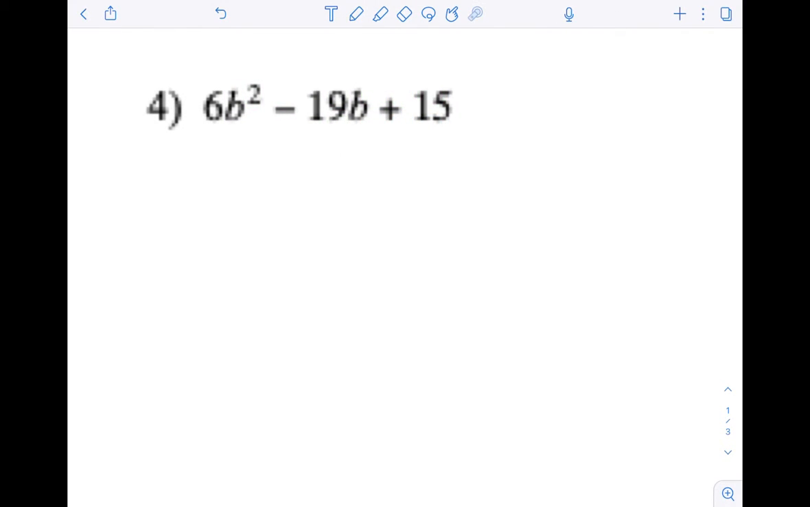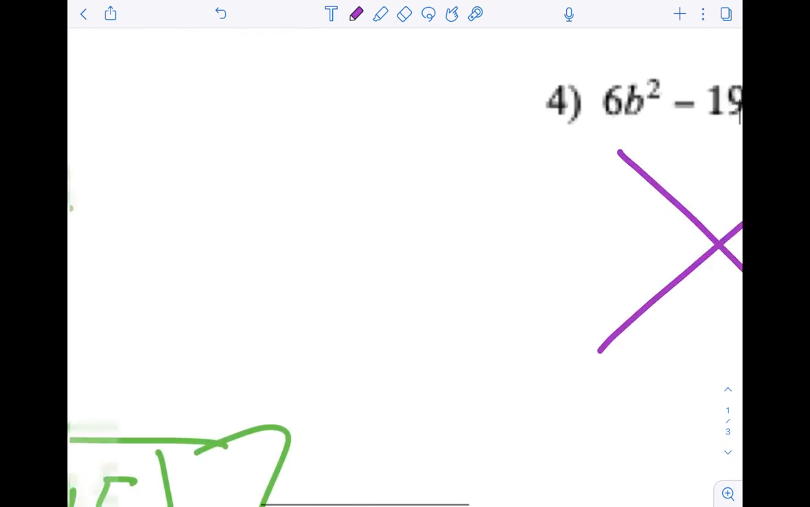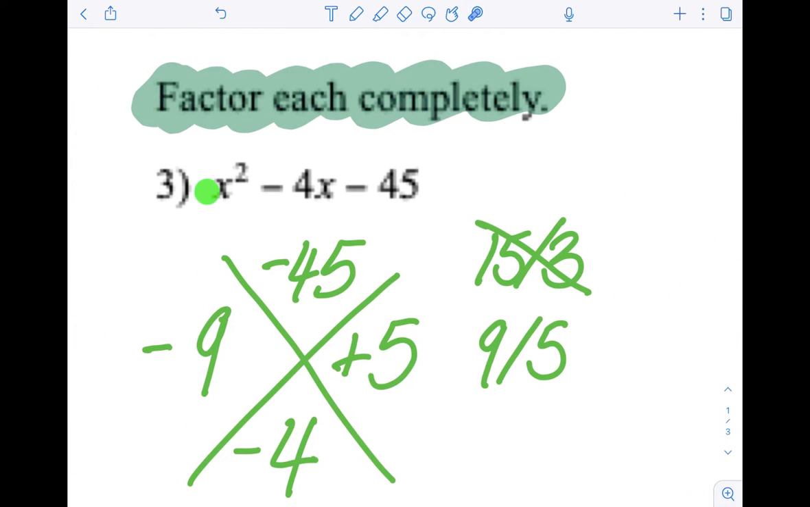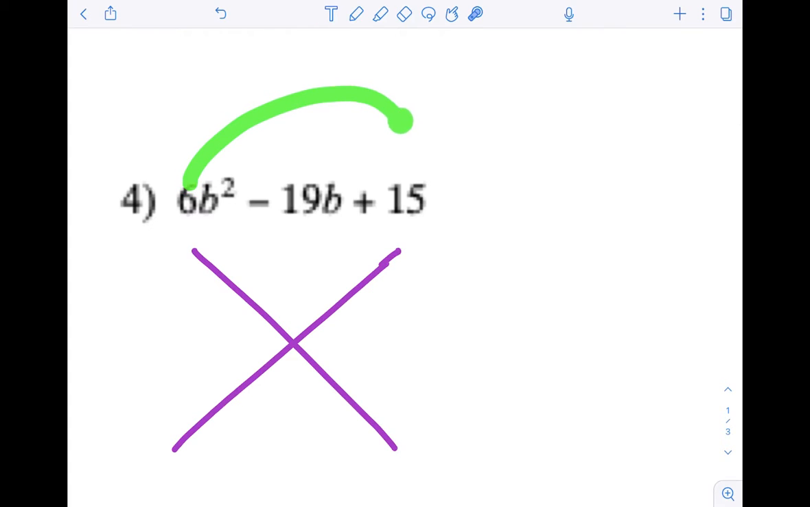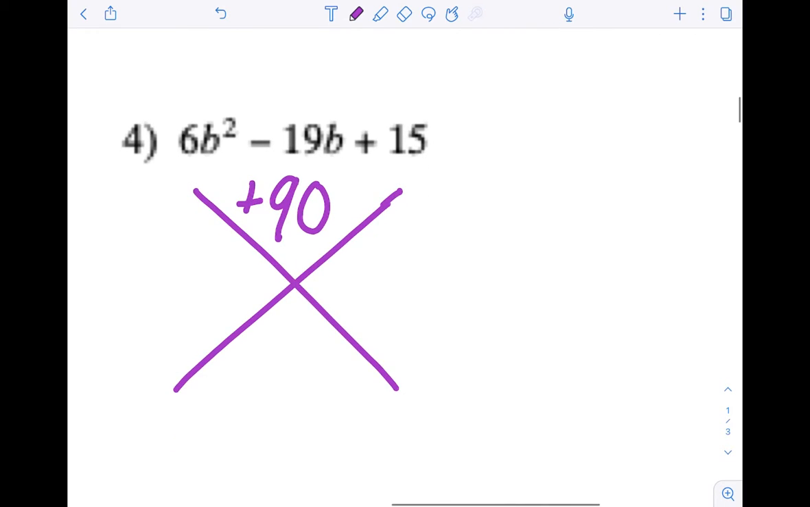So, again, this is a trinomial, 1, 2, 3. And it's a quadratic because 2 is my biggest exponent. So we're going to do the X method here. Now, this X method is a little different. In this first one, there was no number here, so we just brought down negative 45 on top. Now with number 4, there's a 6 here, so this 6 multiplies with this 15. 6 times 15 is 90, kiddos. Positive 90. Now the bottom is the same, though. The middle coefficient is negative 19, so that goes on the bottom just like this.